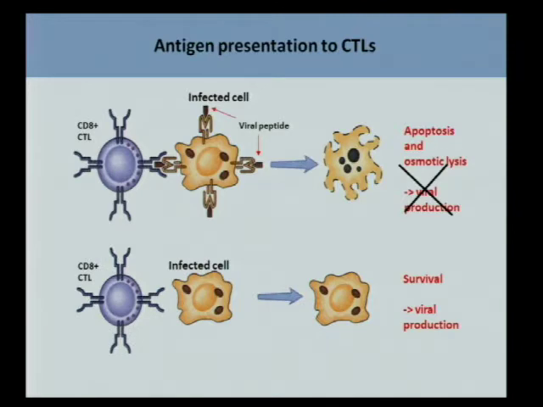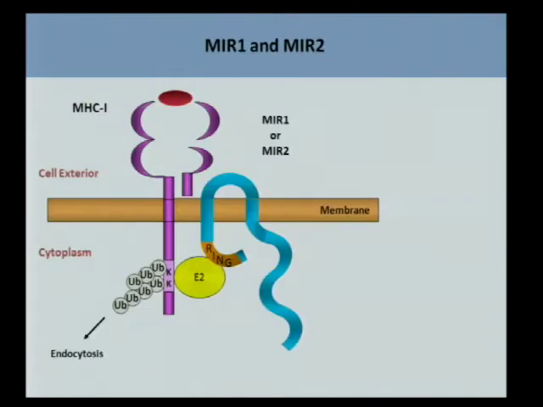Because viruses are so tricky, they've managed to evade CTLs in many different ways, one of the most common being interruption of this MHC class 1 presentation pathway. So if there's no MHC class 1 present on the surface of the cell, the CD8-positive T cell can't recognize that it's infected. The cell can go on surviving, and the virus can replicate and potentially spread to new hosts.